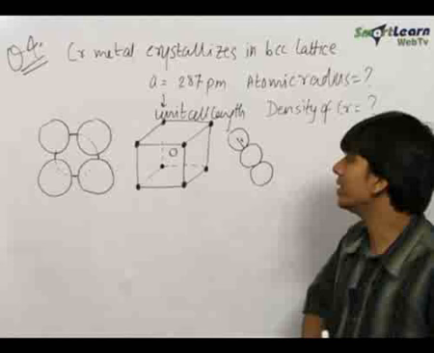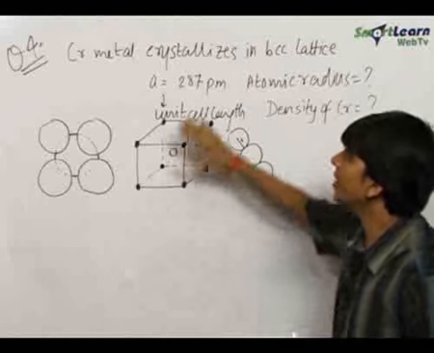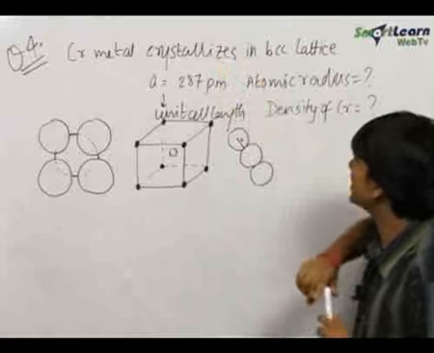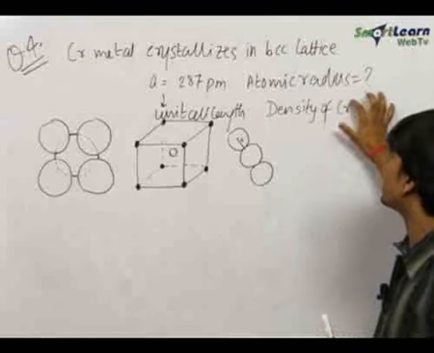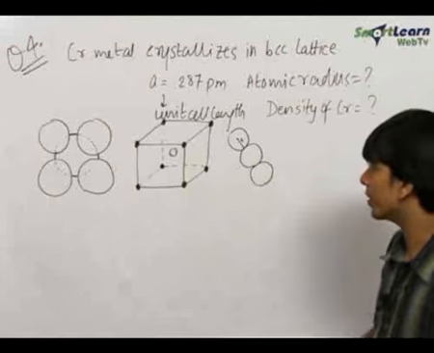The fourth question that we have is a pretty simple question. If you can analyze and visualize the structure of a body centered cubic lattice. So we have been given that chromium metal crystallizes in BCC lattice and the unit cell length is given to be 287 picometers. We need to find out the atomic radius and the density of chromium.